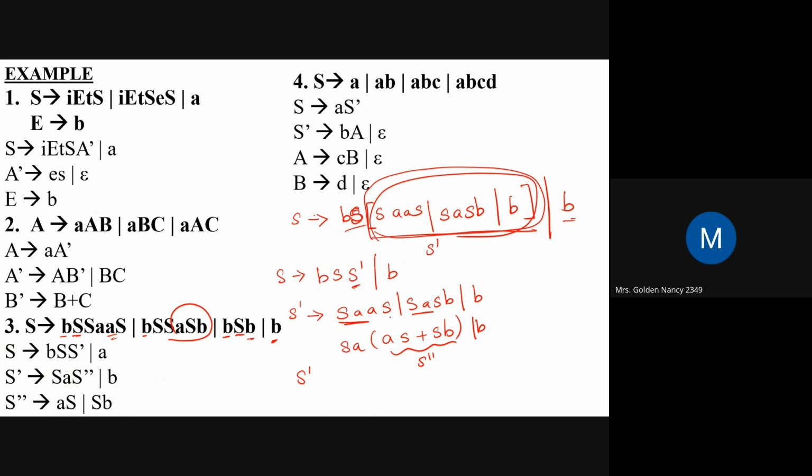Now I have taken the common out, so again I'm redefining my S dash. So this is my S. Okay. What will be my S dash? S dash is S A. This is written as S double dash or epsilon. Okay. So I got this.